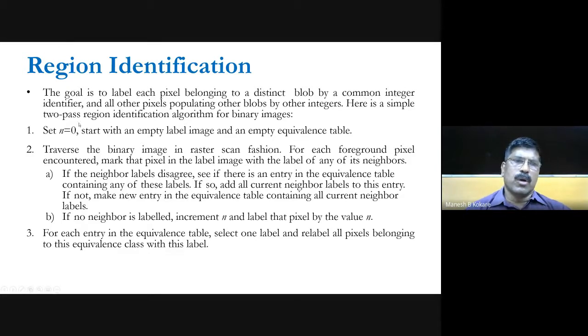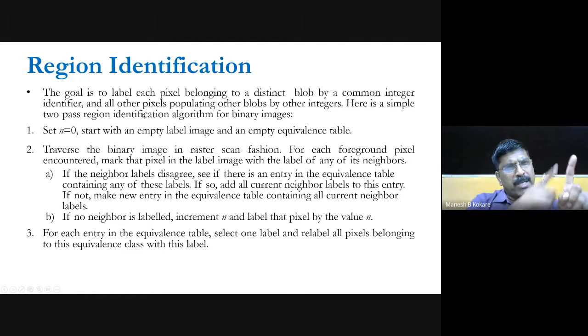Okay, so here is a simple 2-pass region identification algorithm for the binary image. What you have to do is set n equal to 0, start with the empty label image and an empty equivalence table. The label of the image may be region 1, region 2, region 3, or region n, right? Then traverse the binary image in a raster scan fashion.